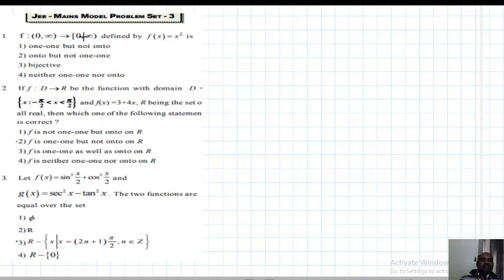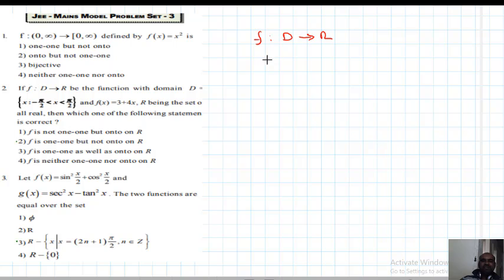Yeah, first problem explained. Yeah, second problem. So students, my sincere advice, try to use graphs to find the nature of the function. Use graphs. Okay. f maps D to R.